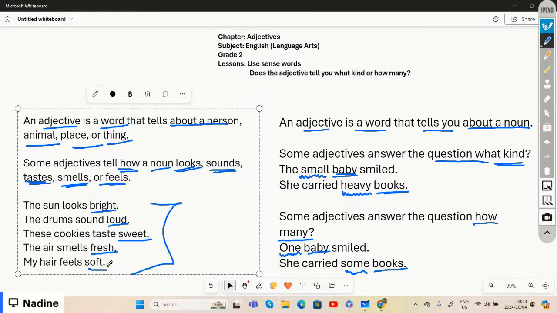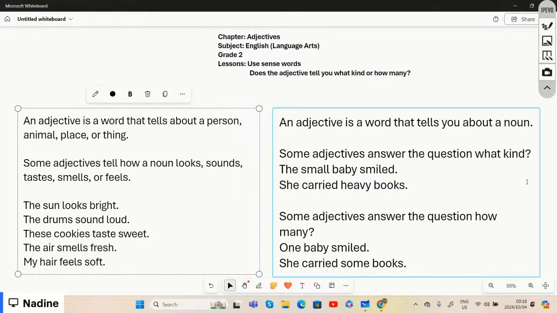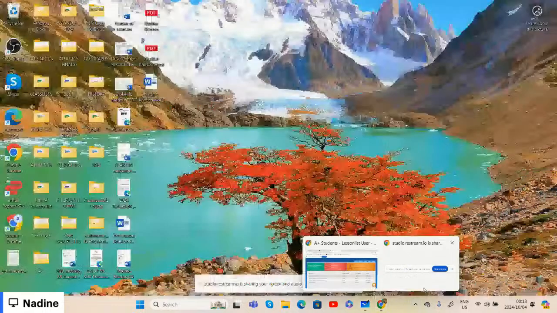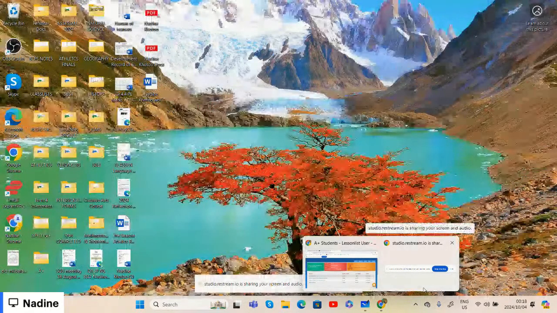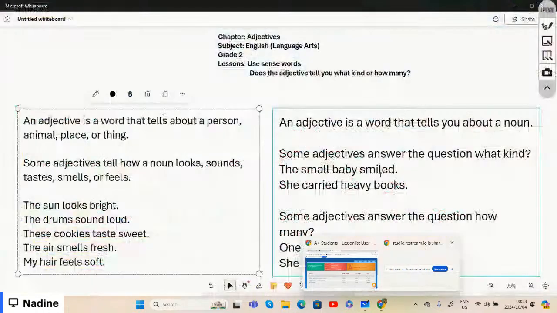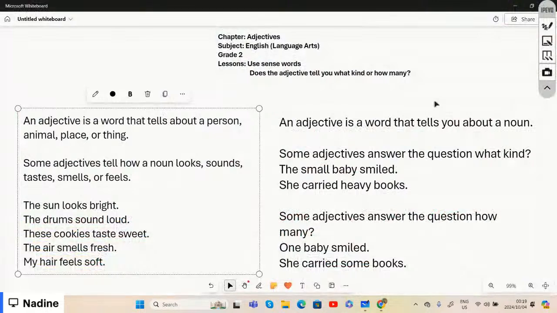Yes. So we can either say something feels soft, something feels hard, right? So yes, well done. All right, so now we're going to a+students.ca, and we're going to use sense words, and we're going to say, does the adjective tell us what kind or how many? And before we go to a+students.ca, we said an adjective is a word that tells you about a noun.